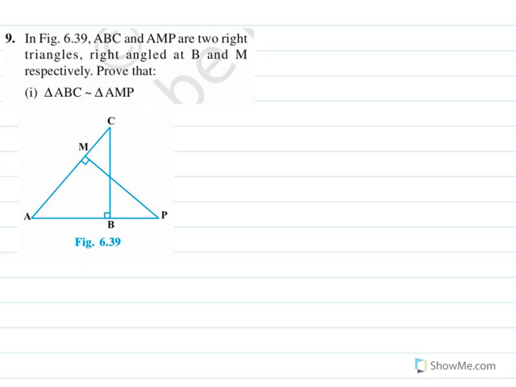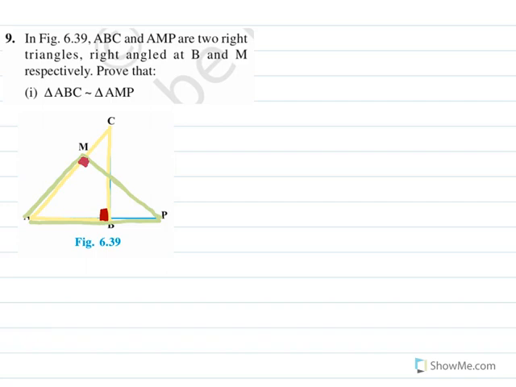In the figure, ABC and AMP are two right triangles, right angled at B and M respectively. Prove that triangle ABC is similar to triangle AMP. So this is triangle ABC, which is right angled at B. So this is the right angle here. And here is a triangle AMP, which is right angled at M. We need to show these two triangles are similar.